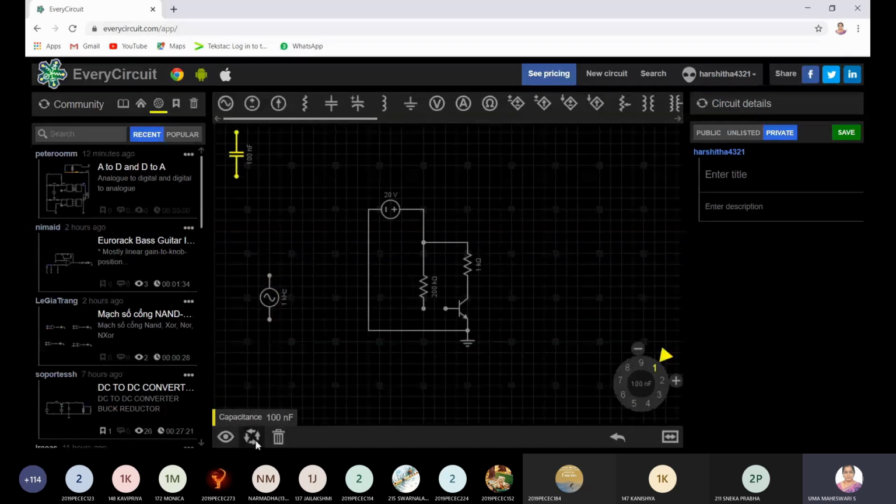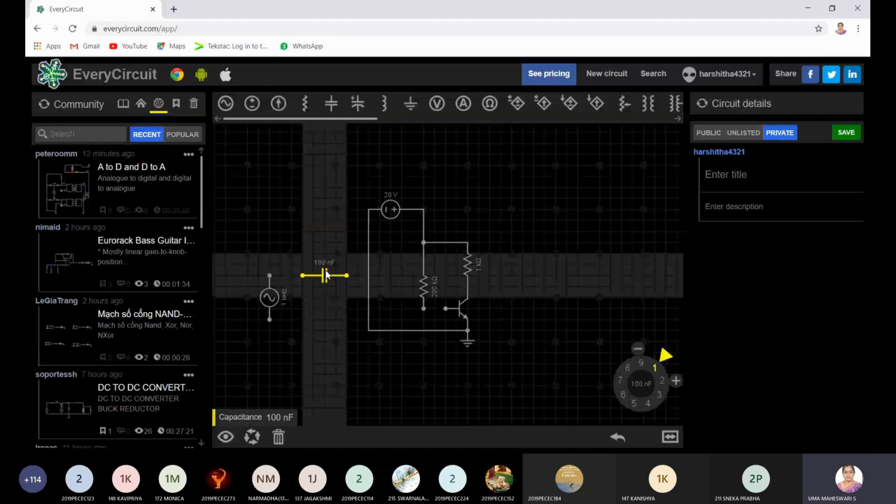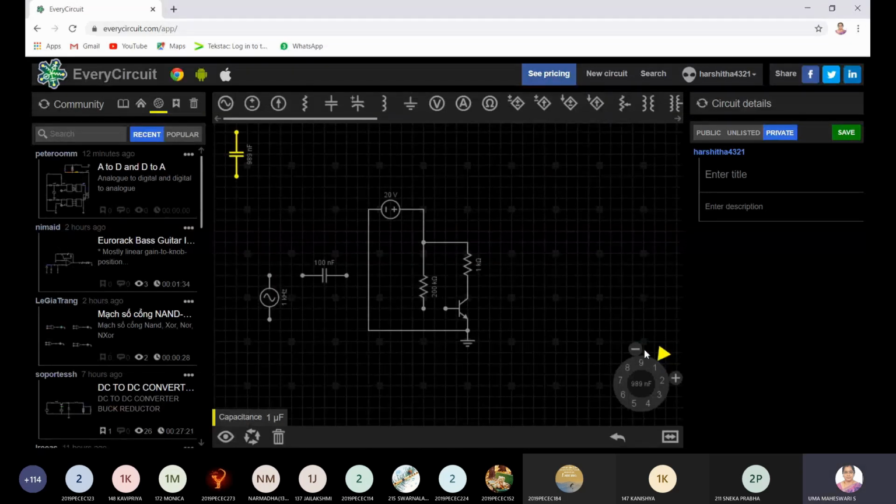So I will rotate, and I put one more capacitor that I want for the output side. I rotate and place it at the output side. This wire has been deleted, so I redraw it once again. The function generator should go to the capacitor. The other end of the capacitor should go to the base terminal.